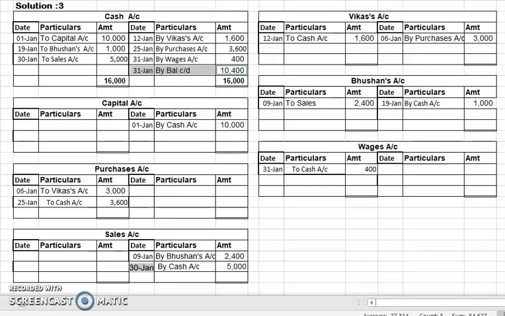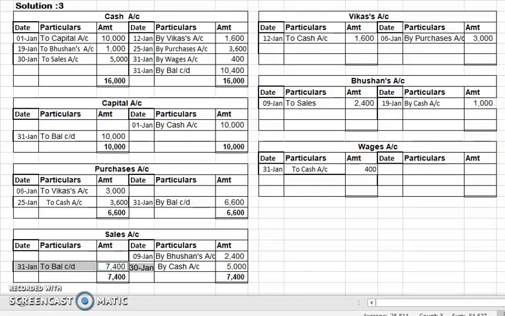Similarly, we balance the other ledger accounts also. Capital account 10,000. The credit balance is greater, so the balancing figure will come on the debit side, and since there are no other amounts on the debit side, the entire 10,000 is the balancing figure. Purchase account, again, when you take the total of the debit side, it is 6,600. The debit side is greater. We write the total on both the sides, and then the balancing figure here is 6,600. Sales account, when you take the total, it's 7,400. The balancing figure, balance carried down, 7,400.